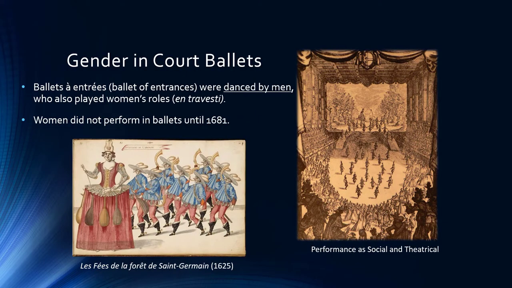So these ballets in the 17th century were called ballet en entrée, or a ballet of entrances, because the performance was composed of numerous visual displays. As we just mentioned, roles in the ballet en entrée were primarily danced by men, and women's roles were usually played by men en travesti, which means dressed as a woman in this case. In fact, women were actually not allowed to perform in court ballets until 1681, and we'll see that it's a woman named Madame La Fontaine who becomes the first professional female ballet dancer in France.